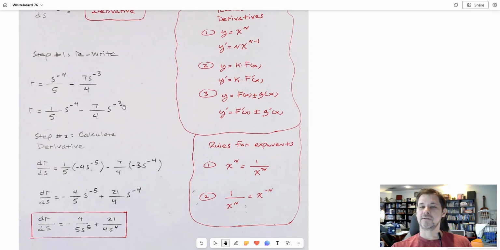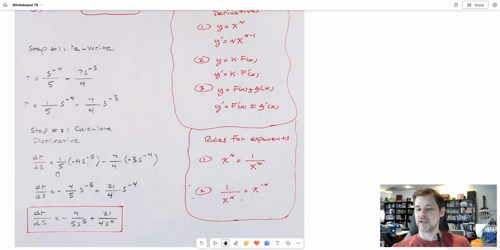Okay, so now I've got it rewritten in a way that these rules are applicable, right? So here's what I do. First thing, I can carry down this 1/5 into my answer. I don't have to do anything with this 1/5 at all, okay? That's what this rule says. If you have some constant, some fixed number times your formula, just carry it into your answer. So this 1/5 gets carried into the derivative.